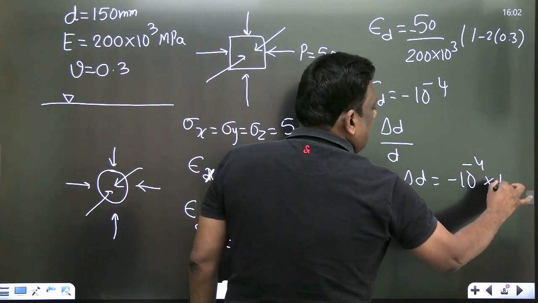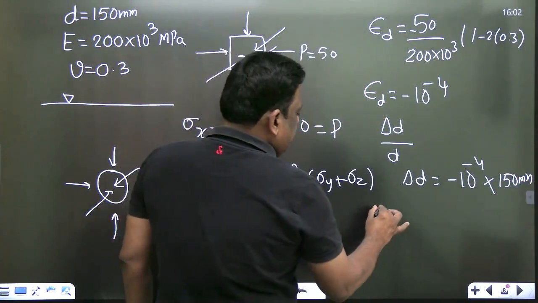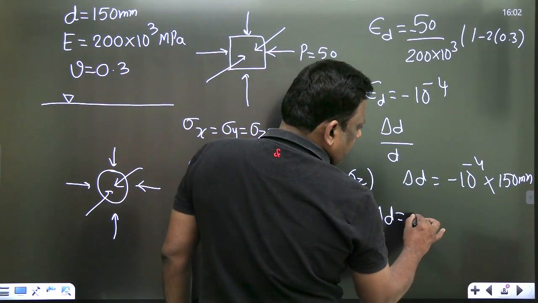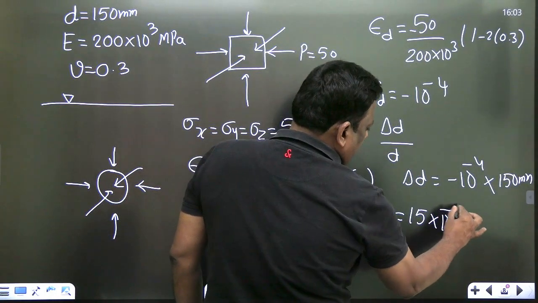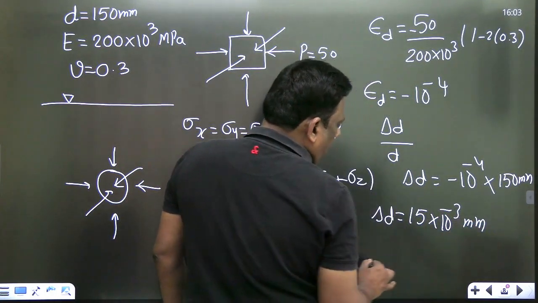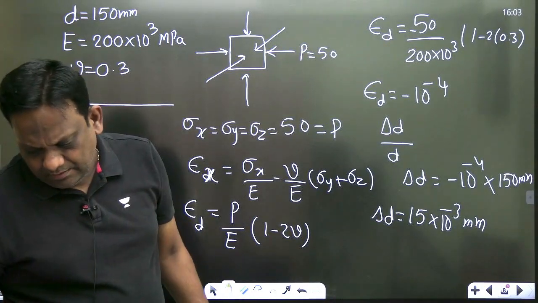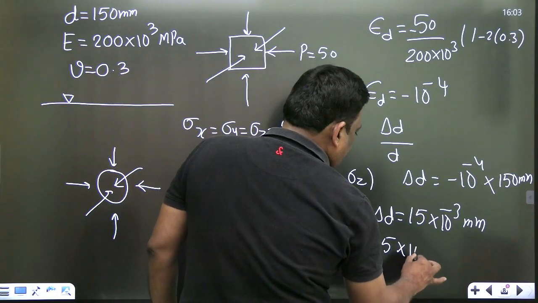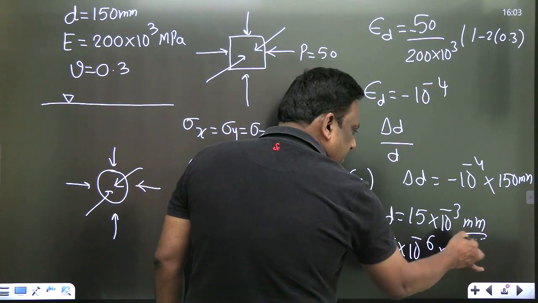What is the diameter given? 150 mm, if I am not wrong. So the change in diameter is equal to 15 into 10 power minus 3 mm. Correct? Is it correct? Or this can be written as 15 into 10 power minus 3, milli is 10 power minus 3, so minus 6 meter. Millimeter to meter.